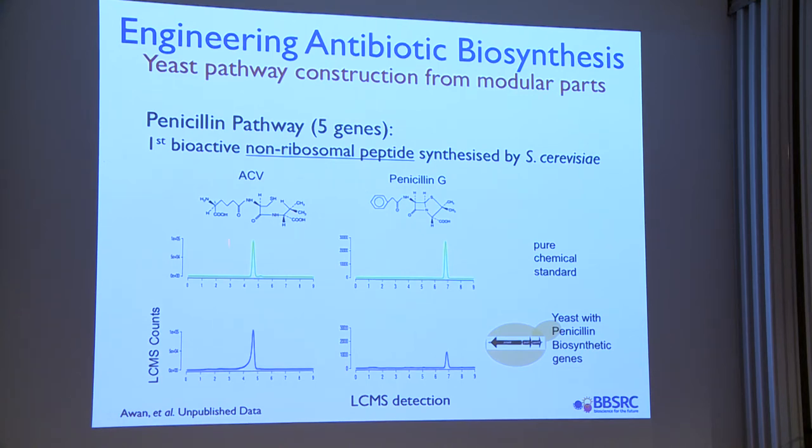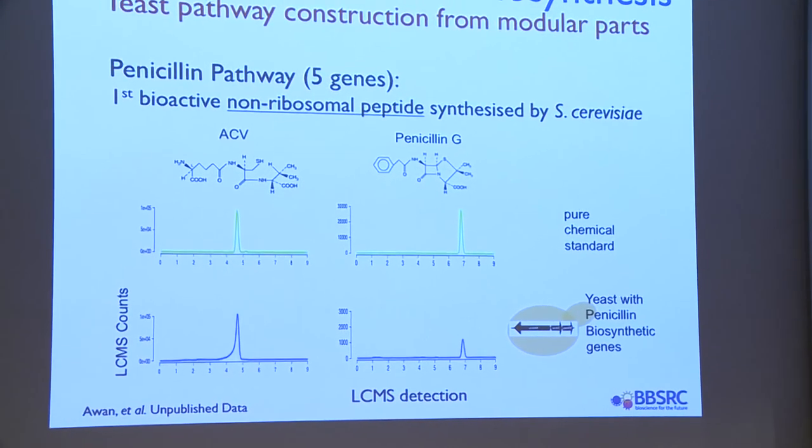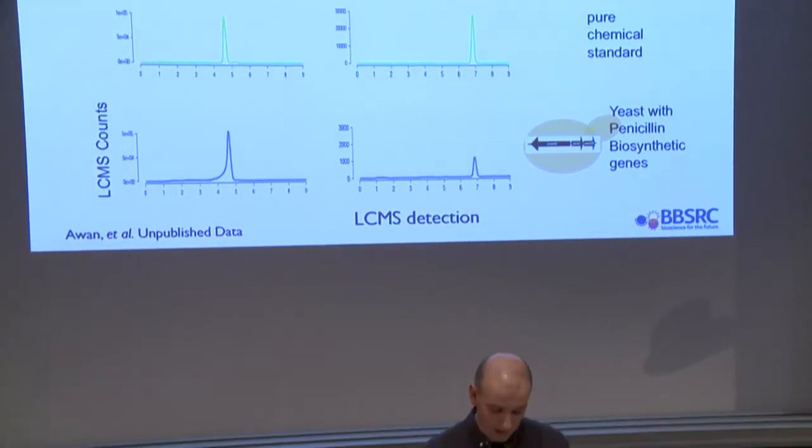So firstly, this is the pure chemical standard, and the mass spec trace shows that the big gene, the enzyme, is working, so we get the non-ribosomal peptide synthetase working in yeast, and it produces the first part of the system, which is ACV, and then the rest of the pathway then allows us to get PenG production. And what's really great about this is that the PenG is highest in the external media, because S. cerevisiae is secreting this out naturally. So we find much more of the penicillin G in our growth media than in the actual cells themselves, which makes life very easy.